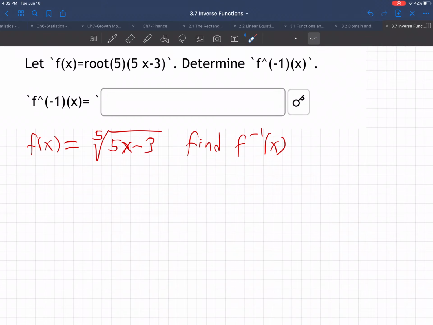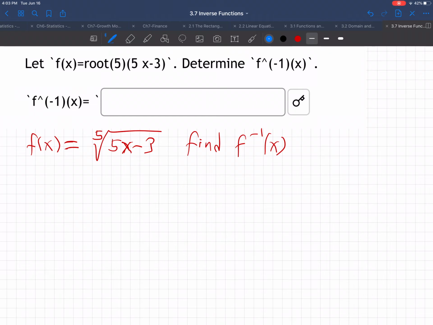Welcome to an example of finding the inverse of a root function. So here it's written in kind of funny notation. Here's the way it'll look on your screen. It's a fifth root, and they want us to find the inverse function. Okay, so what are the two steps for finding an inverse function?